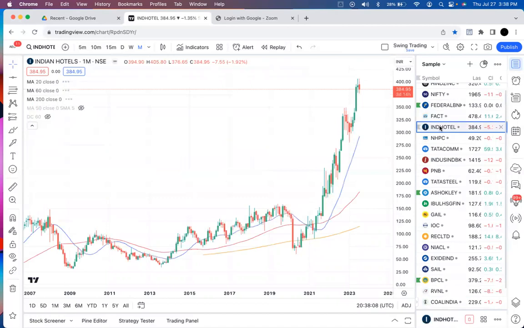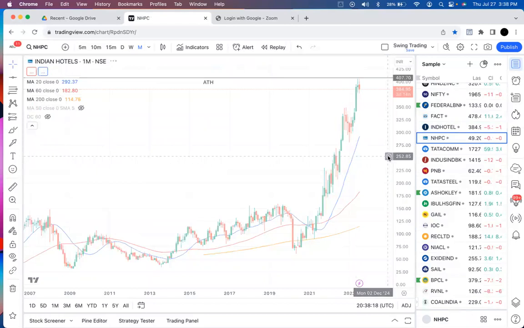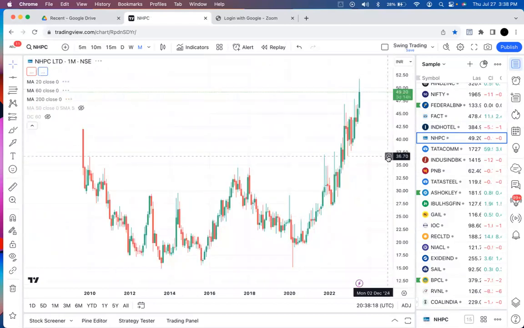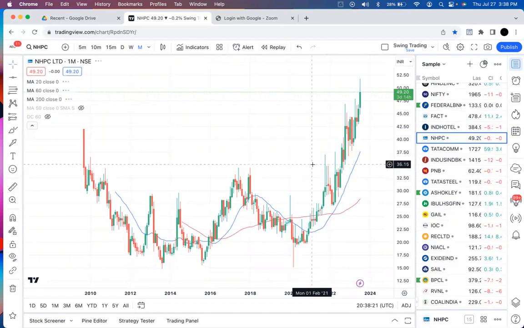Indian Hotels, how does it look? There, the 20 is above the 60, and the 60 is above the 200. All right, so that looks good. I'll leave that on my watch list. NHPC. All right, how does the NHPC look?